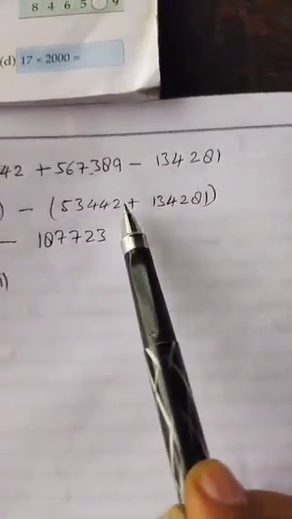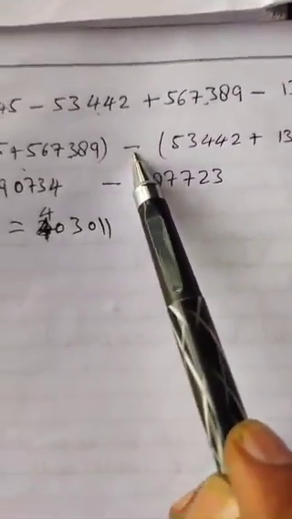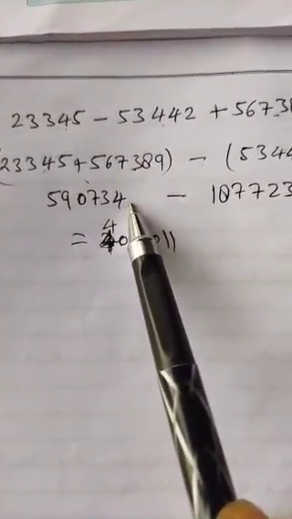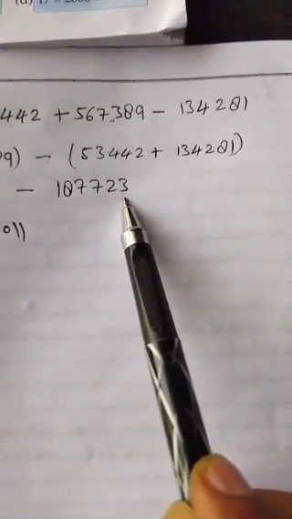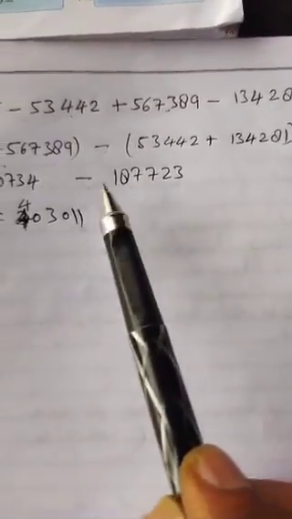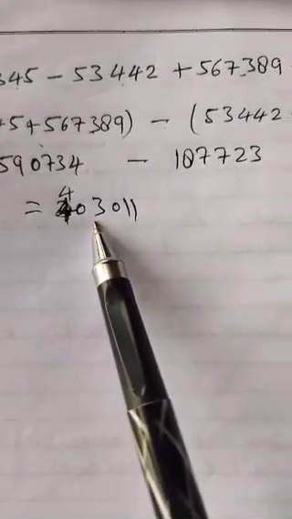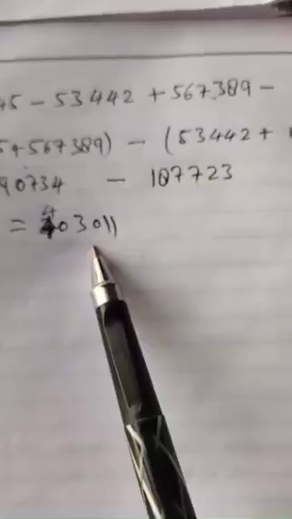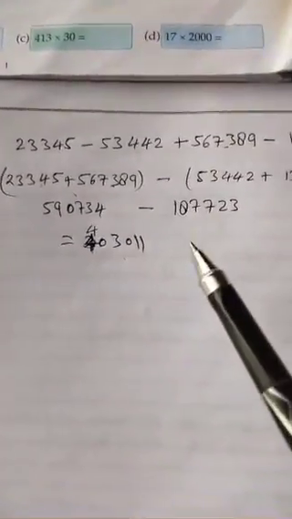a single bracket and add. Since minus is there, we will put here a minus sign. After adding these two numbers, we got this answer. And after adding these two numbers, we got this answer. And now both the answers have to be subtracted, and the final answer will be 403011. This will be your answer. So this is how 5F will be done.